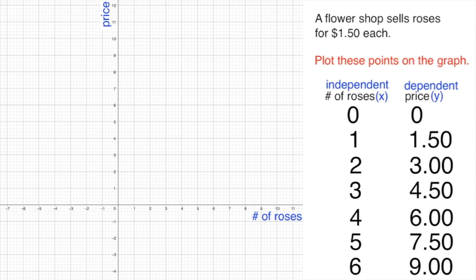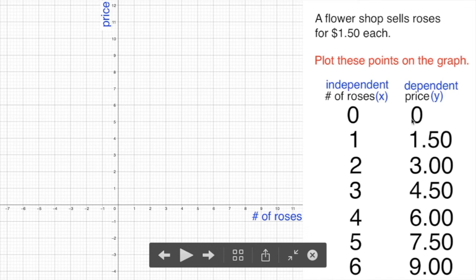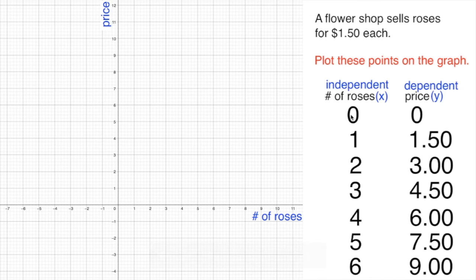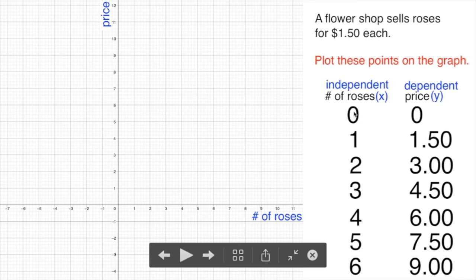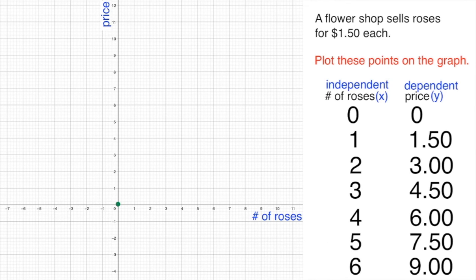Okay, so how do we now plot these points? Well, we take each pair of points, like this one here, 0 and 0, and we find out where on the graph that would be. So 0, 0, that means x is 0, y is 0. So x is 0 on the x-axis, that's this point here. Y is 0 on the y-axis, that's also here. So it's the origin, 0, 0. So we put a point there.